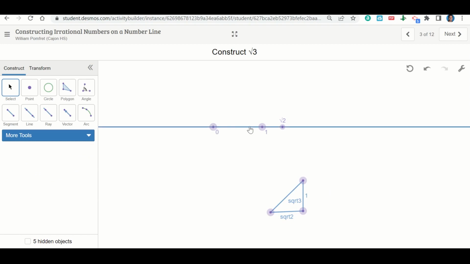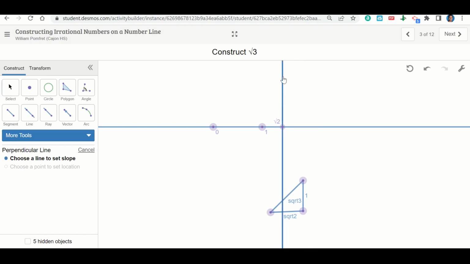Well, luckily we already have square root of 2 here. So that length is square root of 2. So now if we can just make a right angle here and then make this length 1, then when we connect the dots, that should be square root of 3. So let's go ahead and do that. I'm going to create a perpendicular line. So I'm going to go to More Tools, and I want a perpendicular line. That'll give me a perfect right angle. So I click on this number line here, and I want it to go through square root of 2. So I click there. So there's my first part.